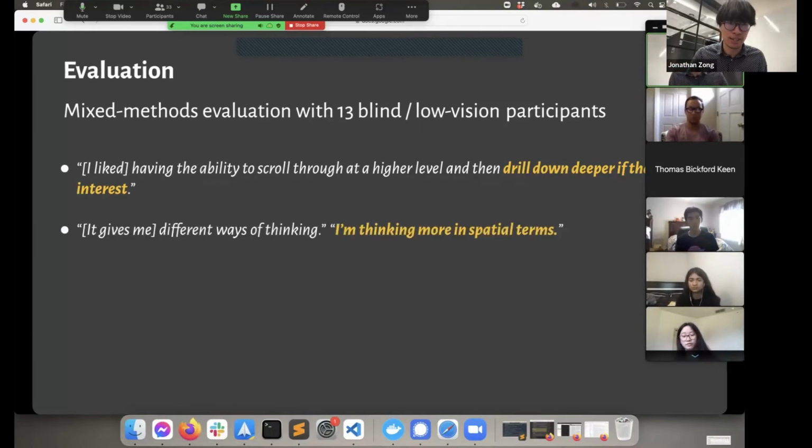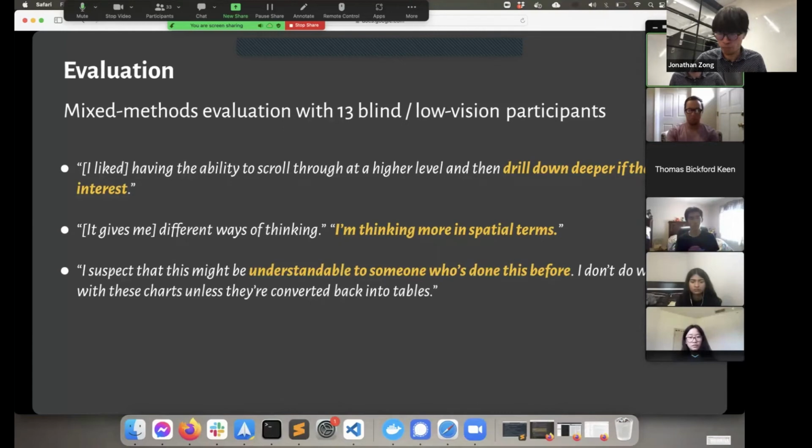Another participant said, "It gives me different ways of thinking. I'm thinking in more spatial terms." So it was helping them build this mental model in their head that maybe also would help them if they needed to communicate about the data with someone who's sighted, right? So if a blind and a sighted person are looking at the same COVID chart, or maybe a line chart with multiple lines on it, both of them would be able to say, "Oh, this line's above the other line," and that would mean something to both using this interface.